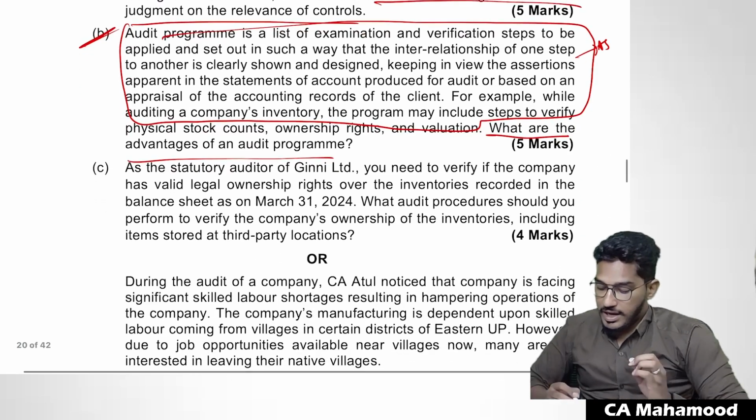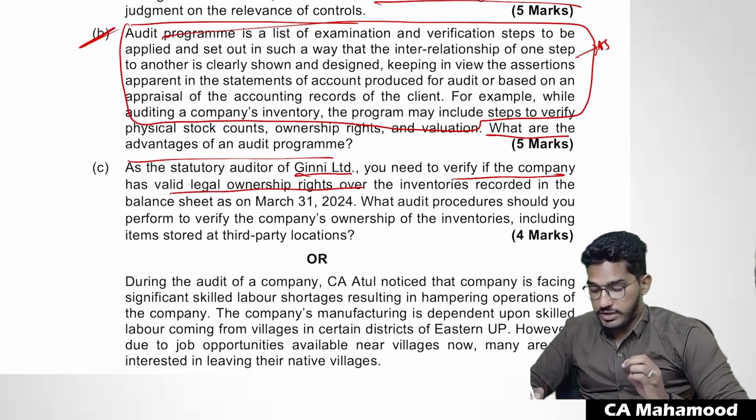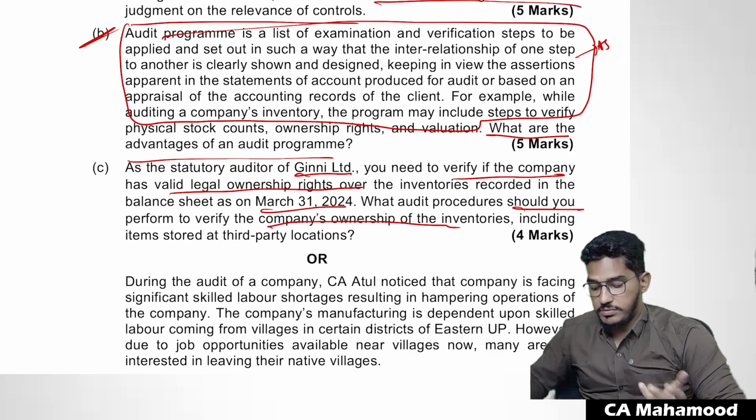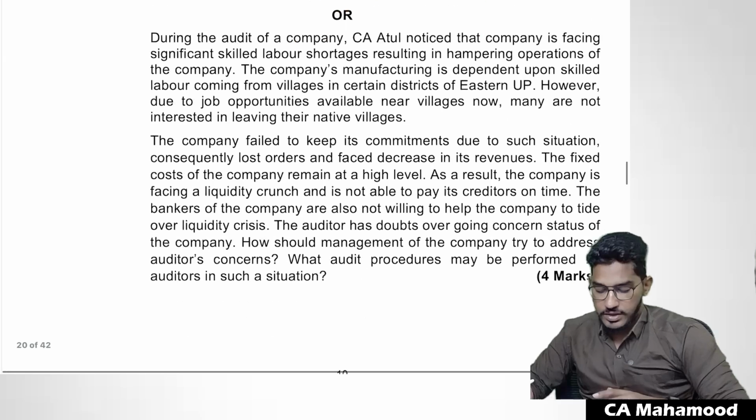Next one. As a statutory auditor of Guinea Limited, you needed to verify if the company has valid legal ownership rights over the inventories recorded in the balance sheet as on 31st of March 2024. What audit procedure should you perform to verify the company's ownership of the inventories? How do you verify ownership of inventories? Once again, audit of items of the financial statements, a straightforward question.